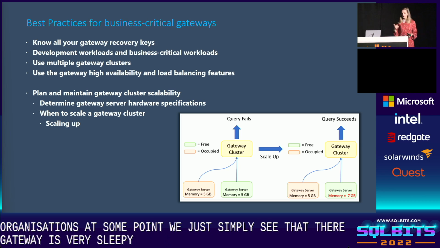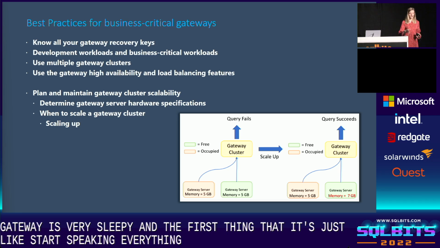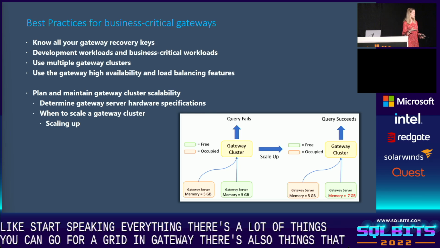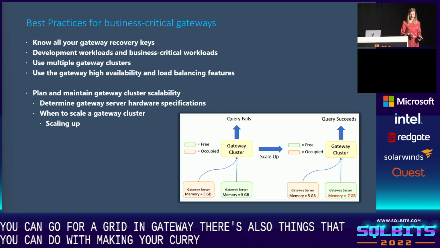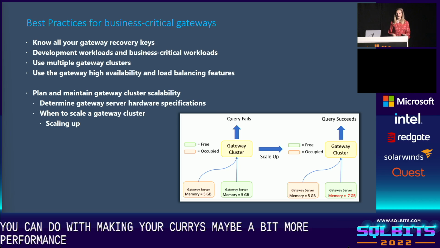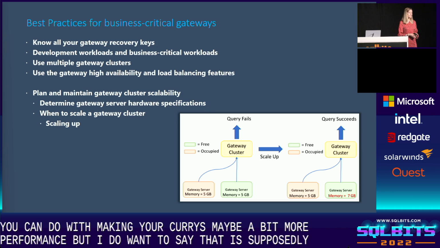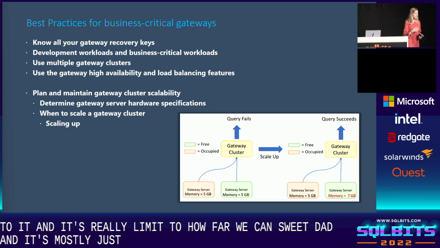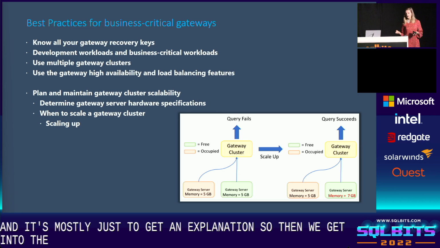The first thing they want to do is start tweaking everything. There are a lot of things you can configure in the gateway, and there are also a lot of things you can do to make your queries a bit more performant. But I do want to say there is a limit to it, and there's really a limit to how far we can tweak that. It's mostly just a good idea to get an extra machine. So then we get into the question of when to scale up or scale out.